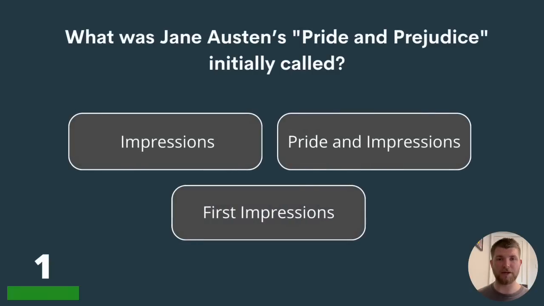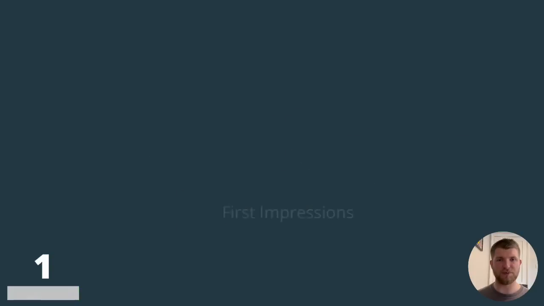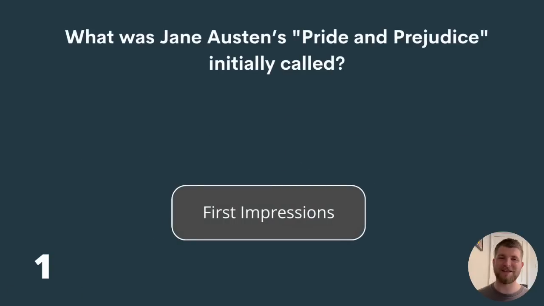Question 1, good luck. What was Jane Austen's Pride and Prejudice initially called? Impressions, Pride and Impressions, or First Impressions? I'll give you a clue. Impressions was in the title. The answer is First Impressions.